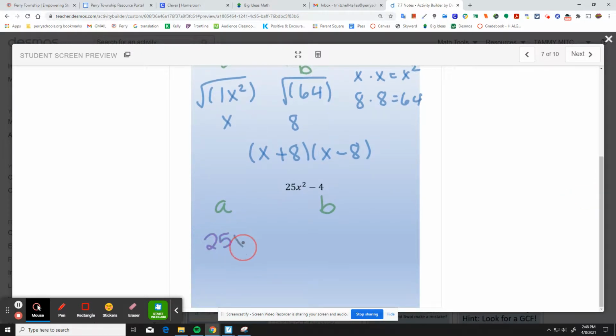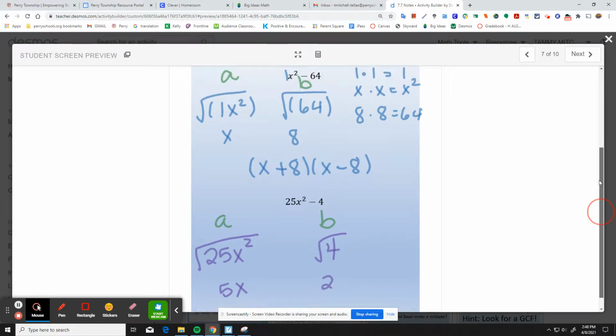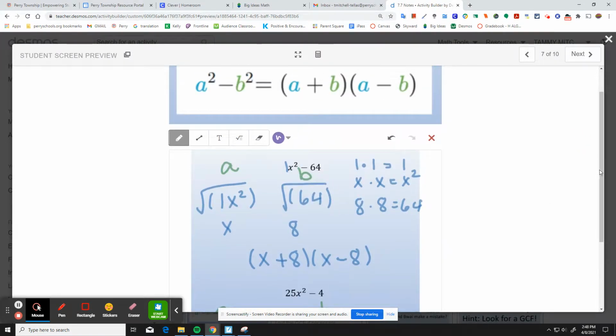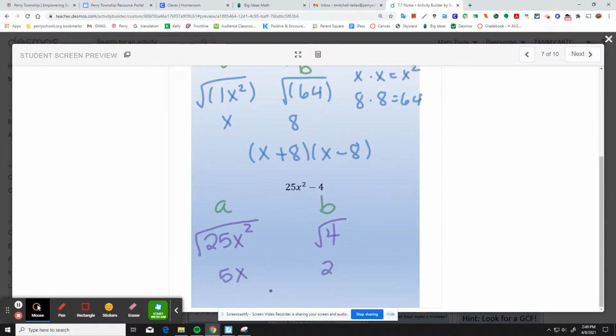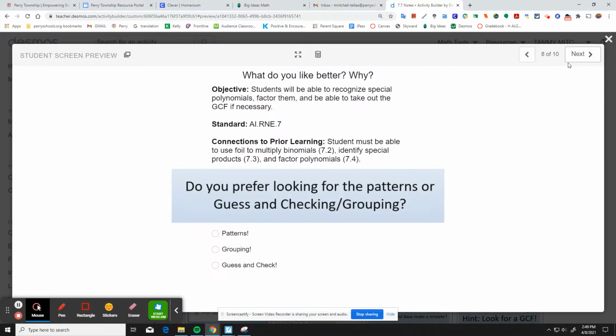So you just want to take the square root of both of these things. So the square root of 25, that's 5. That's 5x. And then this is 2. So I would just put them into this equation up here where there's 1 plus and 1 minus. So 5x plus 2, 5x minus 2. It's pretty easy. I like it a lot. It's very easy to find the pattern for that one.